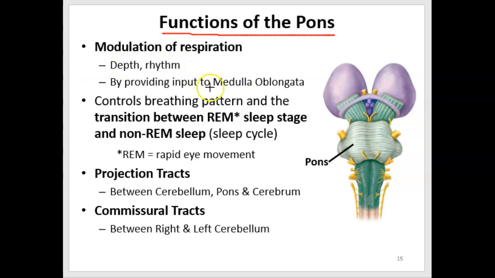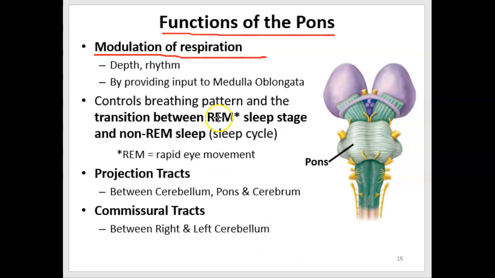The function of the pons is pretty diverse. One of its major functions is involved with respiration. It modulates how deep we breathe and our rhythm by providing input to the medulla oblongata. The medulla oblongata initiates a breath, but the pons can give input to hasten or delay the transition between inspiring and expiring, therefore modifying our rhythm and how deeply we breathe.